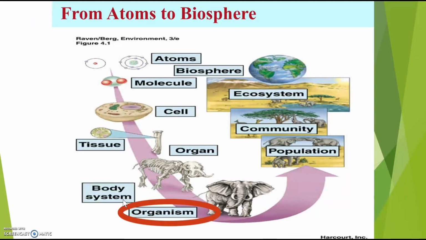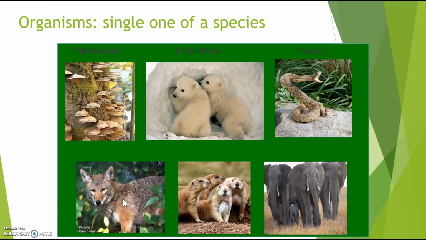From populations, we get organisms. So multiple organisms make up the population. And an organism is a single one of a species. So for instance, mushrooms are a type of organism. Polar bears are a type of organism, and it's a single type of species. Snakes are a type of organism. You've got a little coyote here, it's a type of organism. Some other types are maybe a ground rodent, and then we've also got elephants that are a single species.